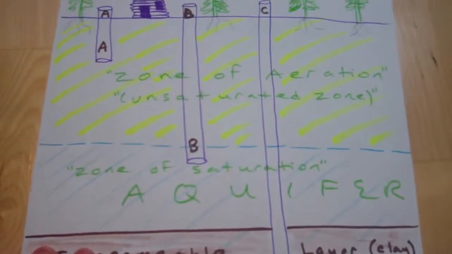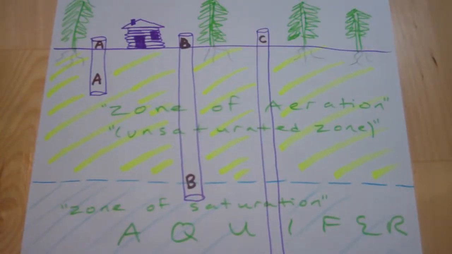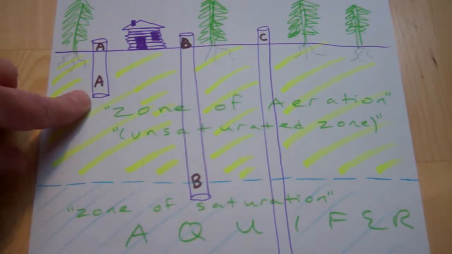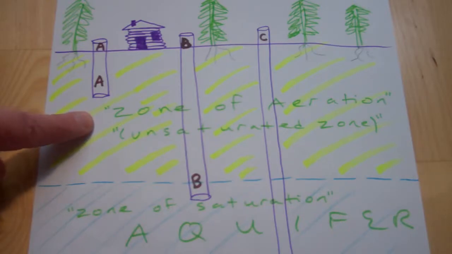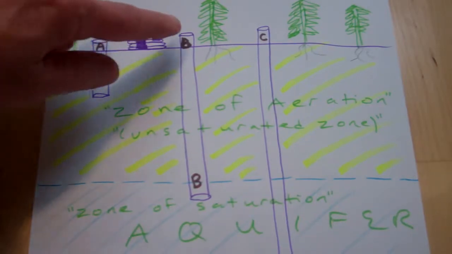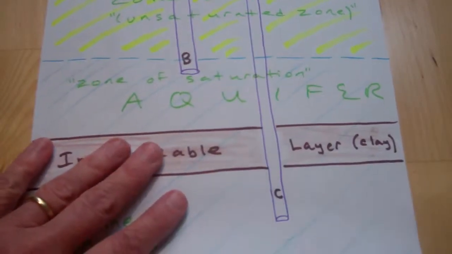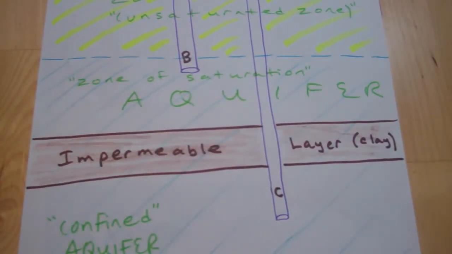All right, so I got 3 wells, and let's talk about what might happen here. First of all, if you tried getting water out of A, you're not going to get any because it's in the unsaturated zone. B is going to supply you with some nice clean water, and certainly C will supply you with some nice clean water as well.